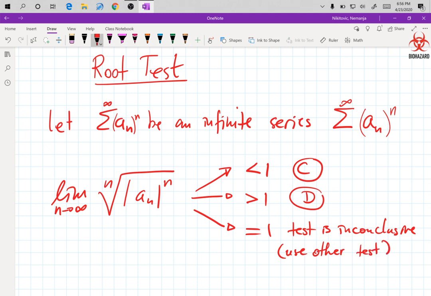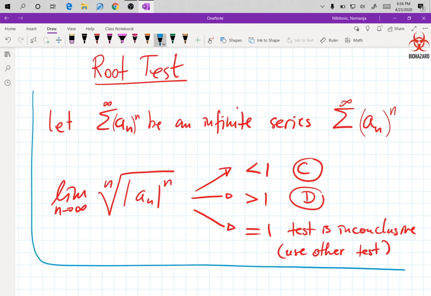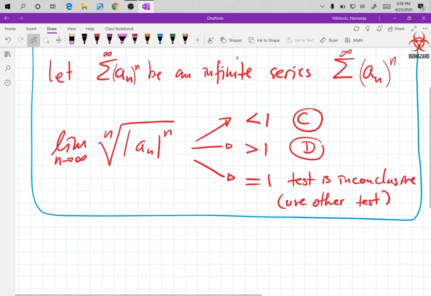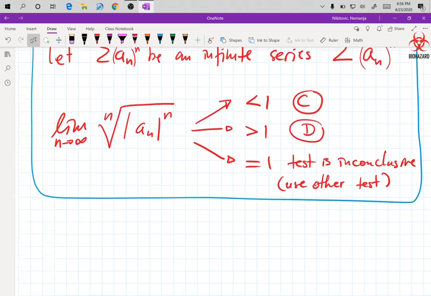So this is the test that we have. You are learning this, and the problems are fairly simple, I think.